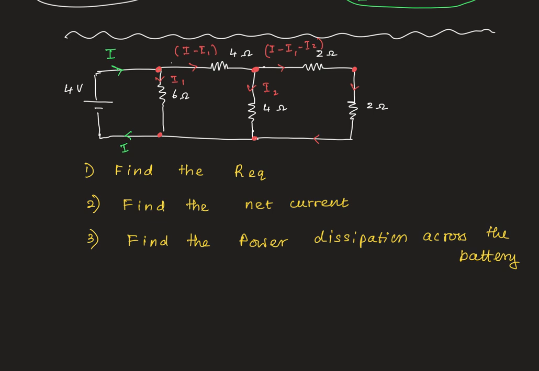Now if you look carefully here, you have a 6 ohm resistor, and there you have a 4 ohm resistor. They are definitely not in series because they have two different currents passing through them. And then the 4 ohm over there versus the 4 ohm down here, they are also not in series because you see that there are two different currents passing through these resistors.